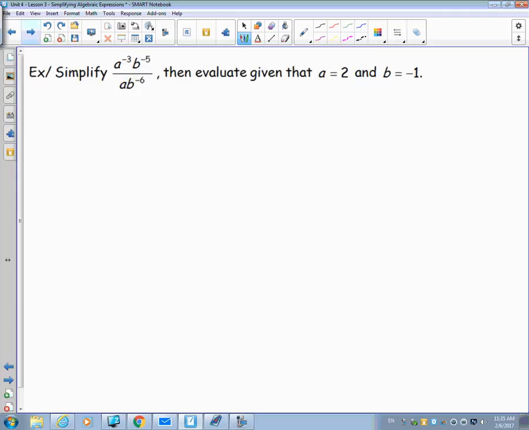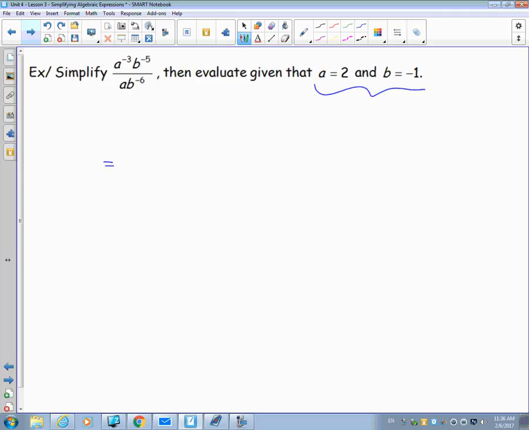Okay, we're going to try another one. I want to simplify and then evaluate. And this time I've been given values for my variables. Now, I totally could plug them in right off the bat, but that means I end up dealing with big numbers, lots of numbers. I'd rather simplify first to make my life easier before I ever have to evaluate.